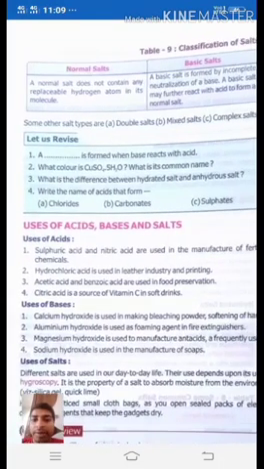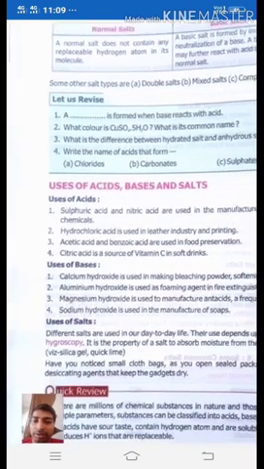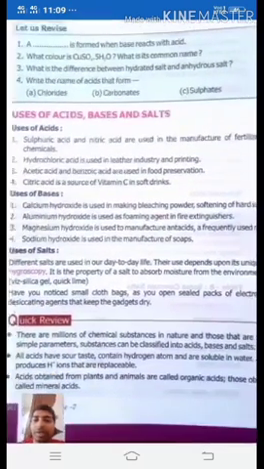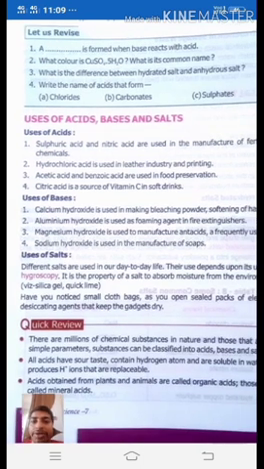Some other salt types are double salt, mixed salt, and complex salt. We will see further classes. Now the uses of acid, base, and salt.